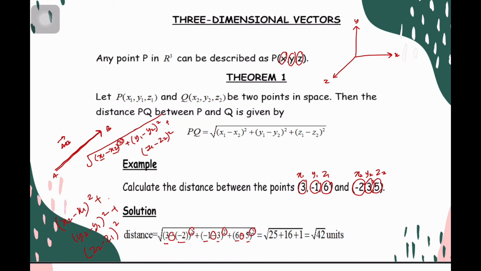Okay, minus minus will give you plus, so 3 plus 2 gives you 5. 5 to the power of 2 is 25. Okay, -1 minus 3 is -4. -4 to the power of 2 will be 16. 6 minus 5 is 1. 1 to the power of 2 is 1. Therefore, the distance between these two points is square root of 42 units. So this is how we find the distance between points in three-dimensional space. It is similar to the one in two-dimensional space, it's just that three-dimensional space involves another coordinate, which is z.